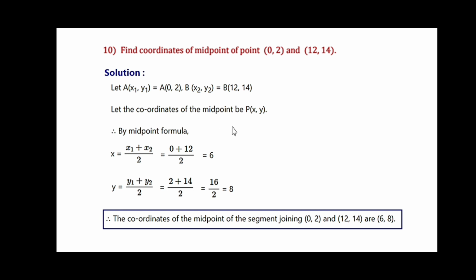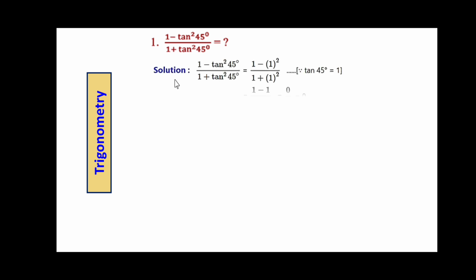Now we'll see the next topic, that is trigonometry. Here also we are going to discuss a few problems that could be asked probably for 1 mark. Number 1: 1 minus tan square 45 upon 1 plus tan square 45 is equal to what? Friends, here we must know the values of this. So 1 minus tan square 45 upon 1 plus tan square 45 is equal to 1 minus 1 square divided by 1 plus 1 square. Now we can write 1 minus 1 upon 1 plus 1, that is 0 upon 2, which is 0. Therefore, the value of 1 minus tan square 45 upon 1 plus tan square 45 is 0.